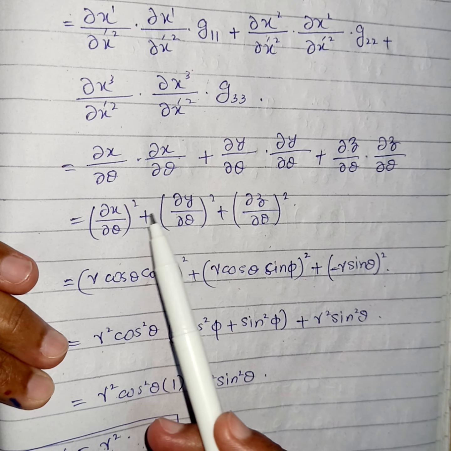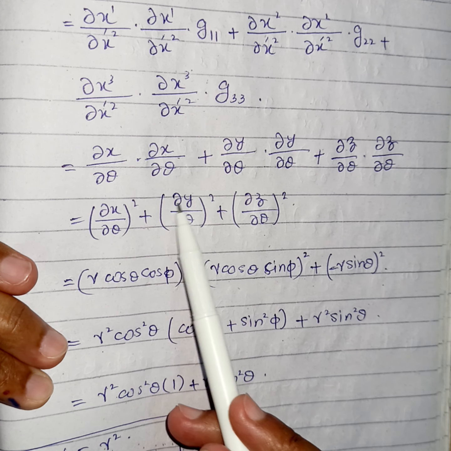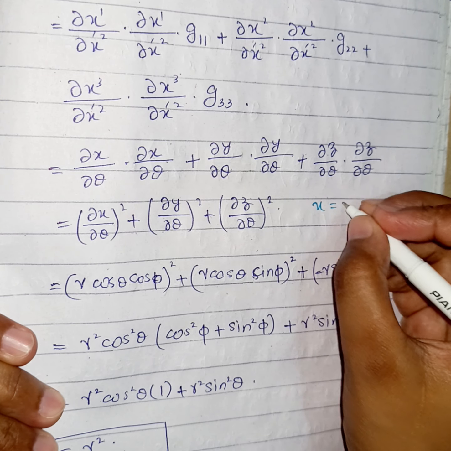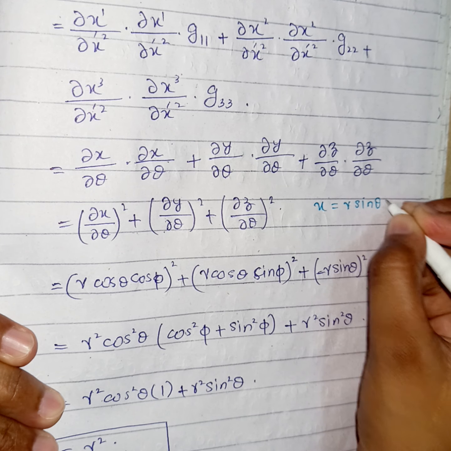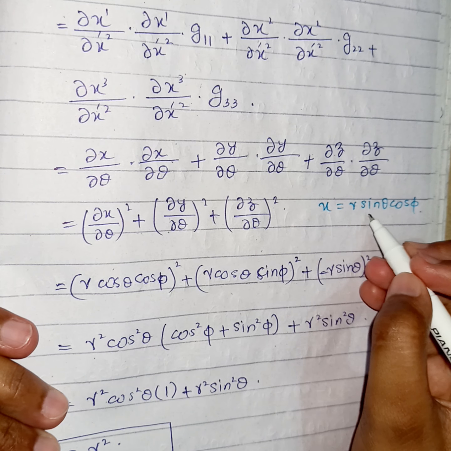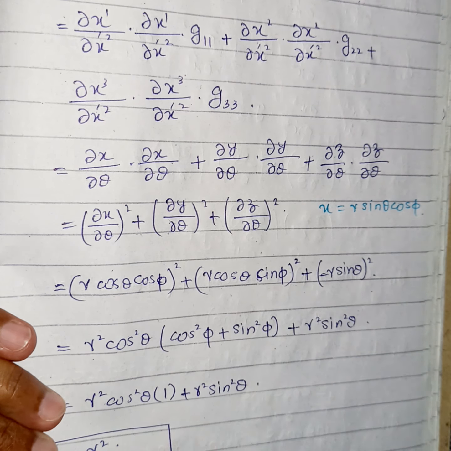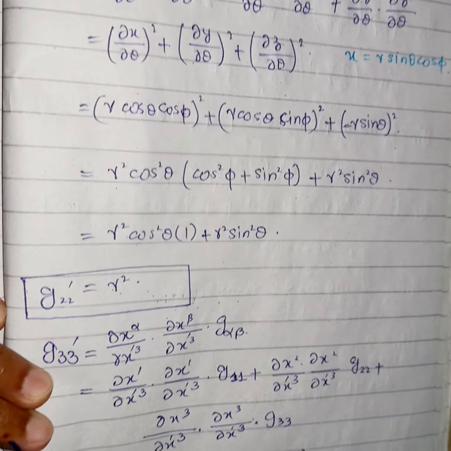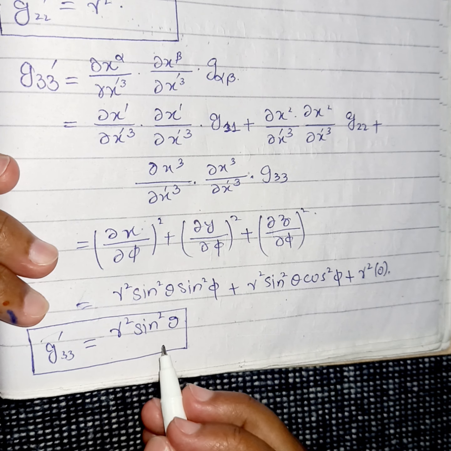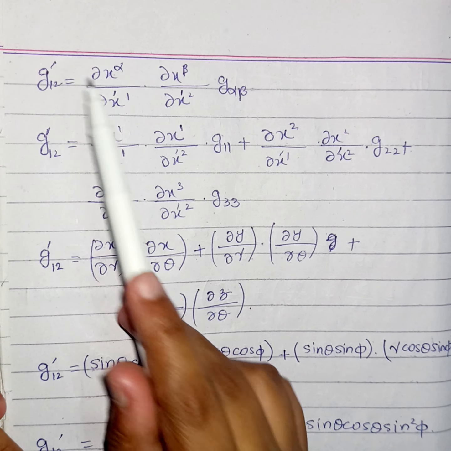After using the transformation equations, we take the partial derivative of x with respect to θ and the partial derivative of y with respect to θ. You know that x = r sinθ cosφ. If you take its partial derivative with respect to θ, the derivative of sinθ is cosθ, and we will get this term. After simplification, we are left with r². In a similar way, if we find the value of g'33, it is equal to r² sin²θ.